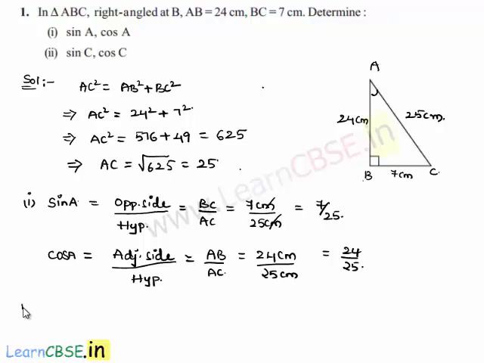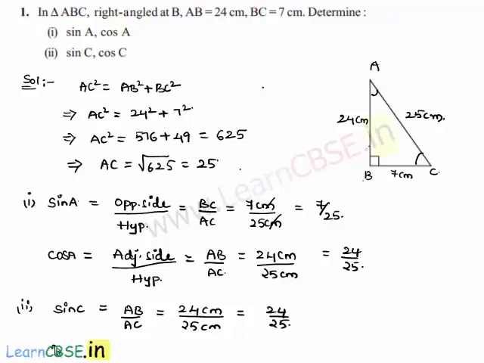Now moving on to the second part. We are asked to find the value of sin C. We know that sine of an angle is opposite side by hypotenuse. The side opposite to angle C is here AB, by hypotenuse AC, which is equal to 24 centimeters, that is AB, and 25 centimeters, that is AC, which is equal to 24 by 25.